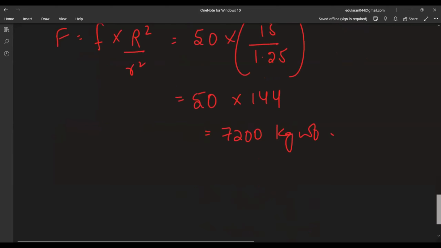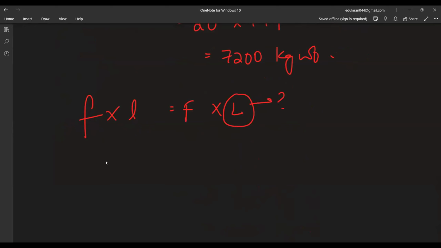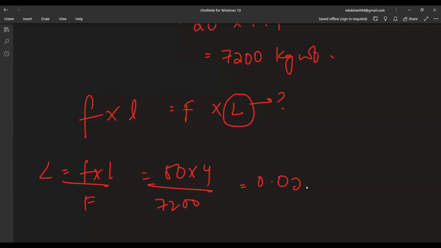Secondly, in this question only, it's asking you the distance. See, force into length, this is the work done. Force into displacement, this is the work done, is equal to force by the larger piston into the distance by the larger piston. Here also the distance by the larger piston is unknown. So capital L is equal to small f into small l by capital F. This is equal to 50 into 4 by 7200, which is equal to 0.028 centimeters.